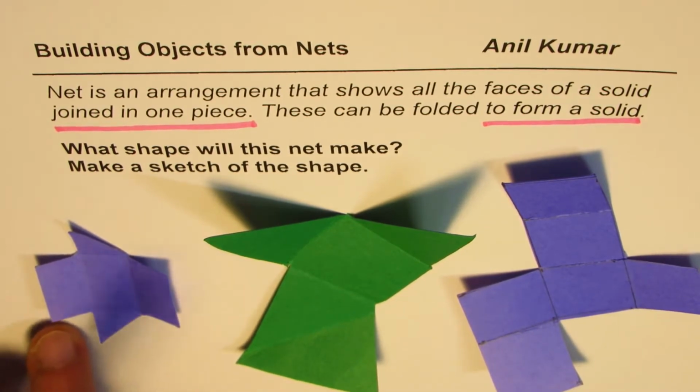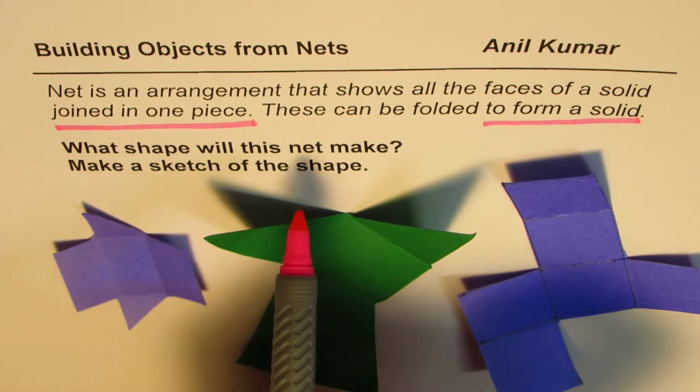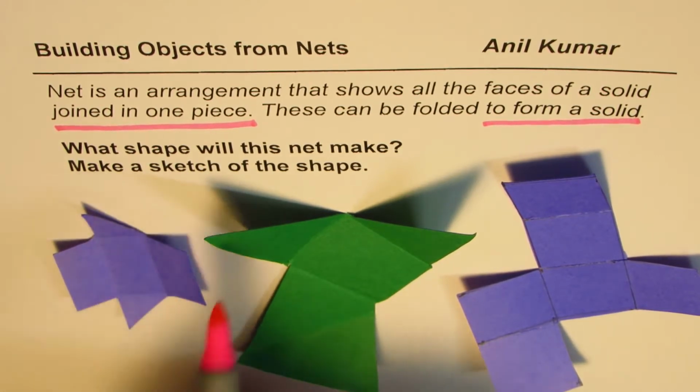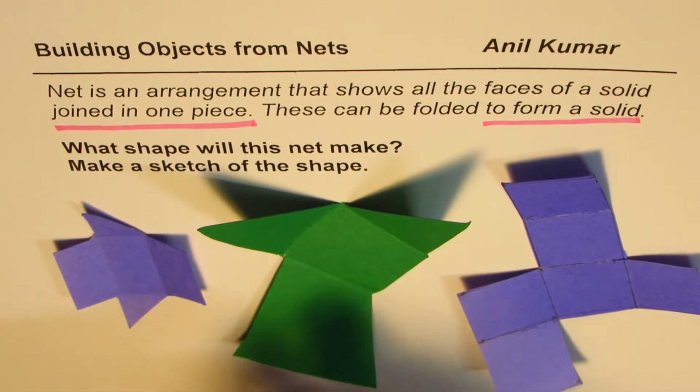Now here is a small exercise for you. I intended to have just one, but I have three for you now. What shape will this net make? So we have these nets, three of them. Figure out what shape you can make from these nets and then make a sketch of the shape. Correct? So that's the exercise. You can pause the video, form the object from these nets, and then see how we can do it. So let's begin with the simplest of these.